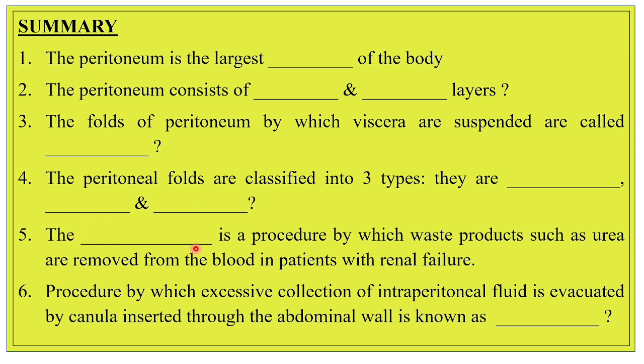Peritoneal dialysis is a procedure by which waste products such as urea are removed from the blood in patients with renal failure. The procedure by which excessive collection of intraperitoneal fluid is evacuated by a cannula inserted through the abdominal wall is known as paracentesis abdominis.